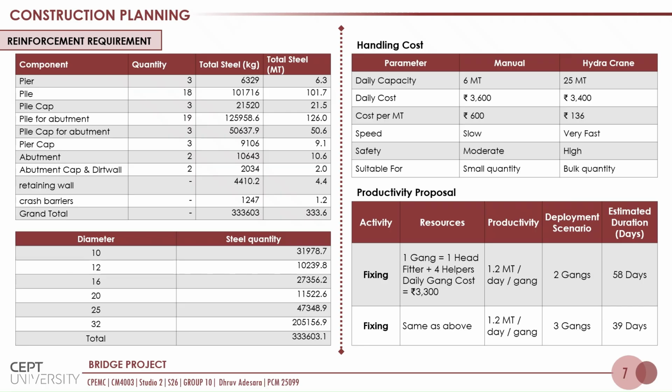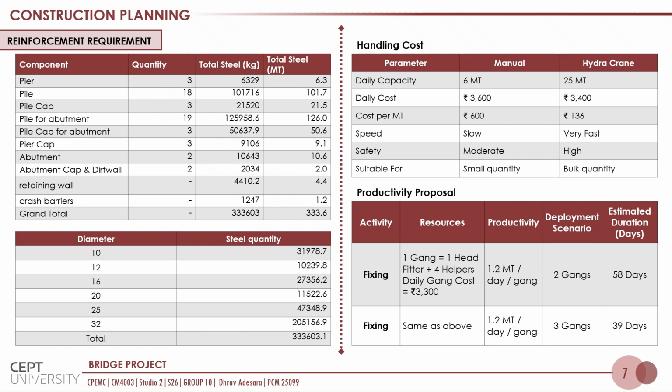To address this issue, the manual handling and hydra crane or mobile crane costs have been analyzed. It is clearly visible that manual handling costs more, with low safety and slow speed. However, the hydra crane shows a stronger presence, with more capacity to handle material, and it overcomes all the demerits of manual handling. Then the pie chart below shows the productivity proposal, how work can be carried out in a more efficient manner to reduce the duration by deploying 3 gangs rather than 2 for the project, which shows some strong grip on the scheduling.